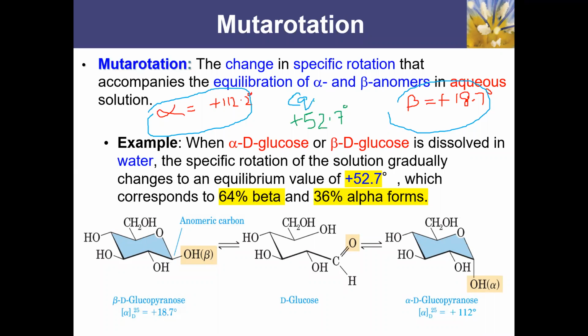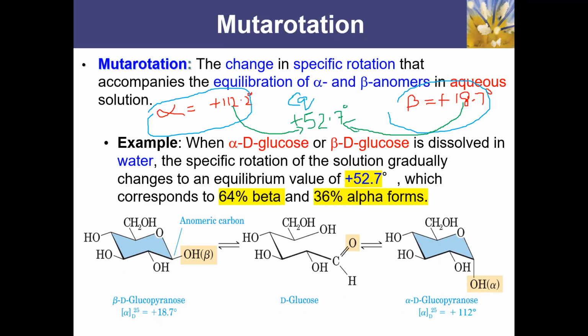Now when I got 52.7, I was surprised. I was like, what is happening? I had alpha at 112.2 degrees, and now I have 52.7. Or I had beta at 18.7, and now I have 52.7. If you observe this, alpha has decreased from 112 to 52.7, its optical rotation changed. At the same time, beta was 18.7 but has increased from 18.7 to 52.7.